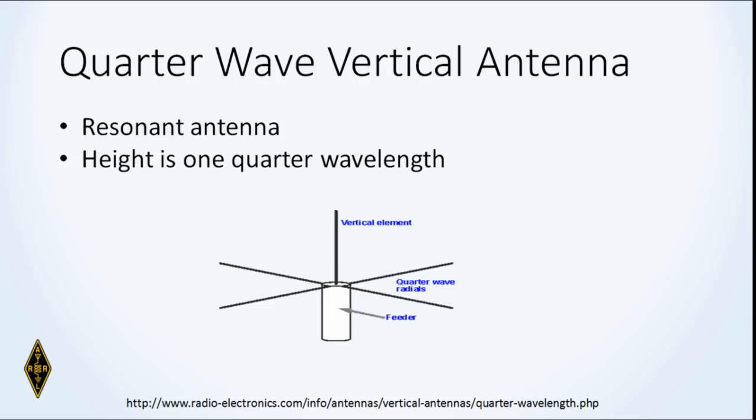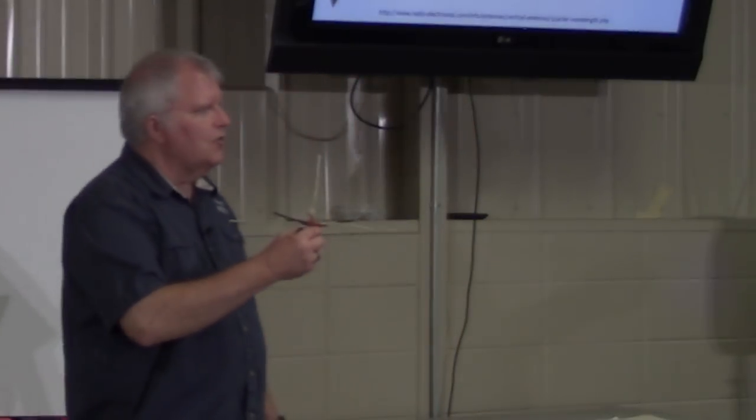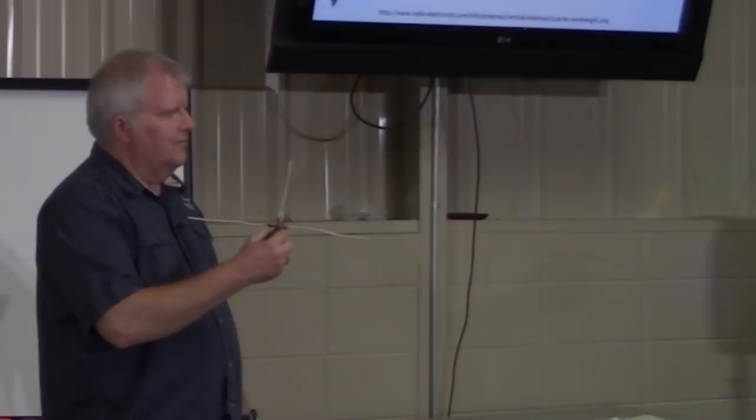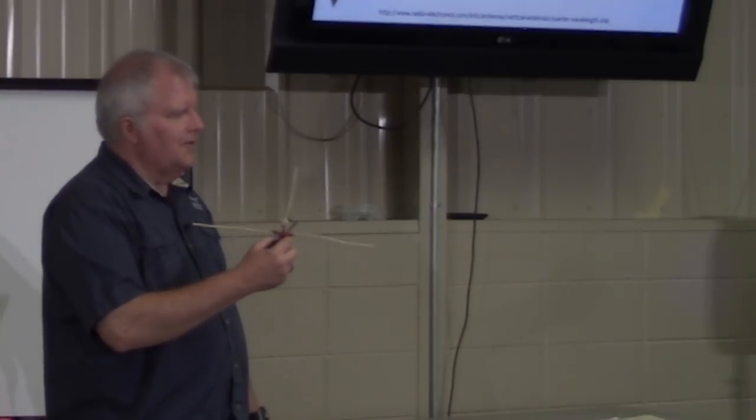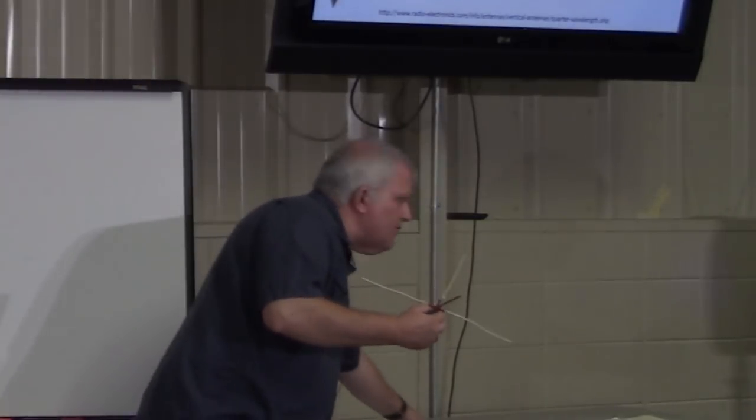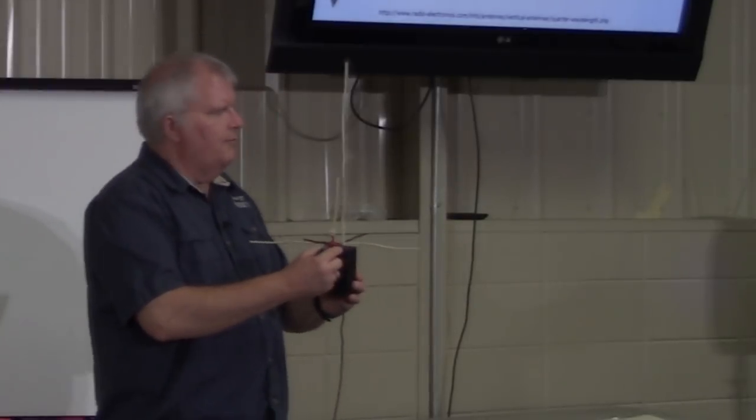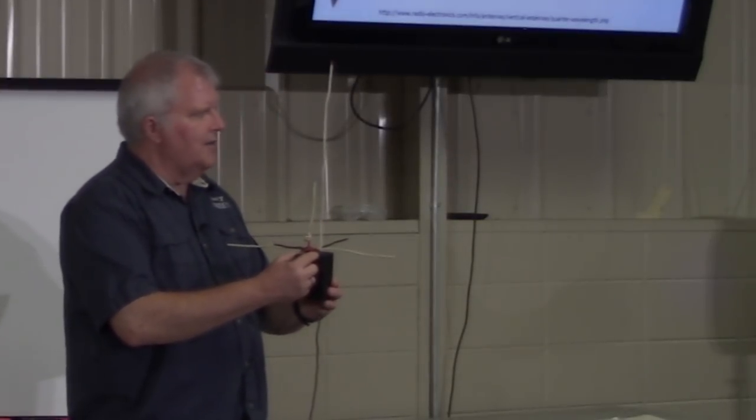So here we have a quarter wave vertical antenna, and here's my prop. Here's a quarter wave vertical antenna. Well, it doesn't look like the dipole. It's missing part of the antenna. What's going on here?